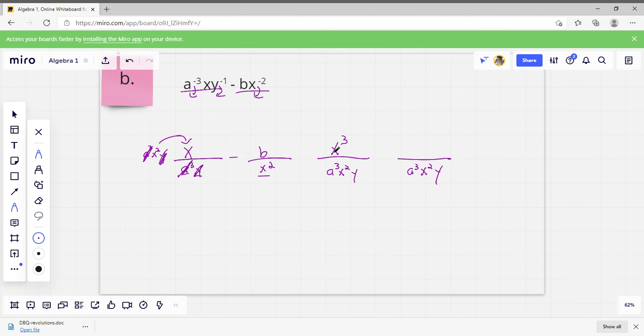Alright, now I need to do that over here. Bring over my minus. A to the third x squared y. I already have the x squared, so now I'm multiplying a to the third b y. Alright, then I just write the bottom, a to the third x squared y, and then I have x to the third minus a to the third b y. And that's the answer right there.